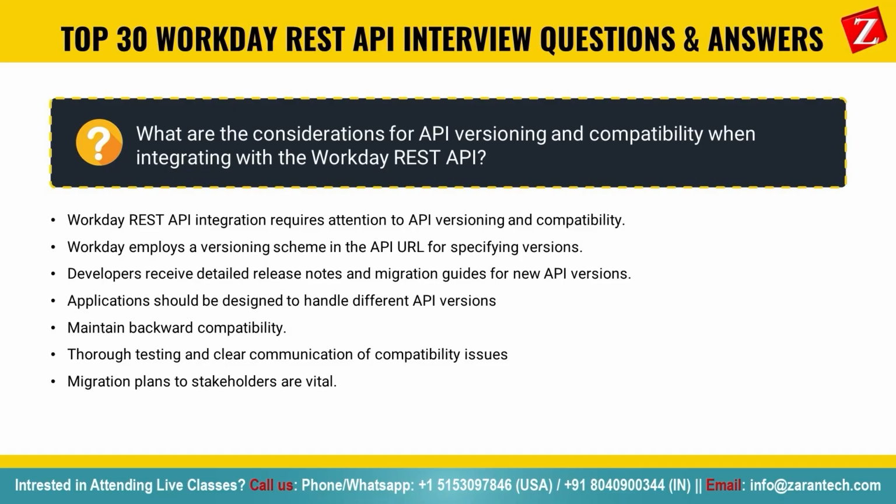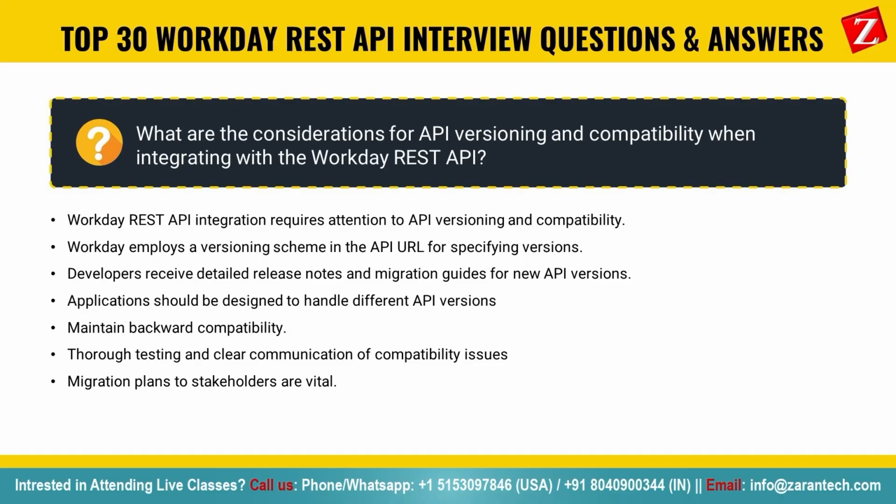Applications should be designed to handle different API versions gracefully. This involves writing flexible code that can accommodate changes without breaking existing functionality. Consider a situation where an e-commerce platform integrates with Workday for inventory management. The platform must be able to seamlessly switch between API versions to ensure uninterrupted service.